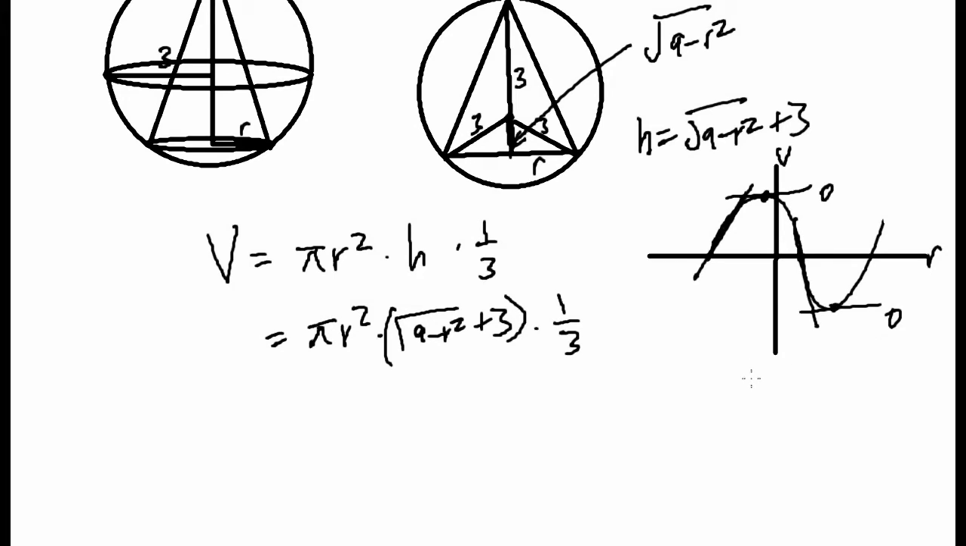So in order to solve for the maximum volume that the cone can possess in this problem, we should find the derivative of this volume function. And where that derivative equals 0 gives us the maximum value of V. I hope that makes sense.